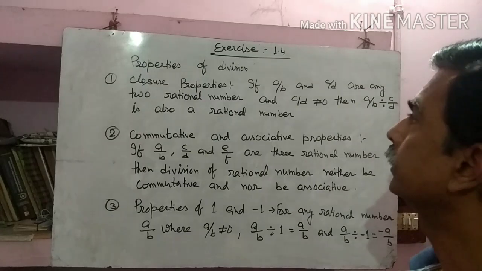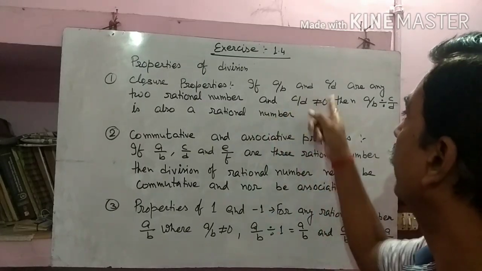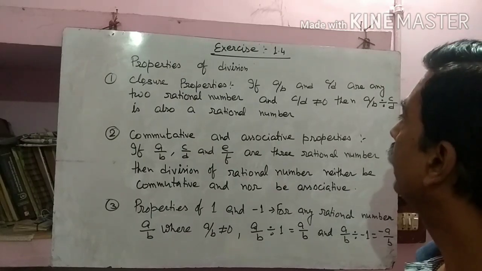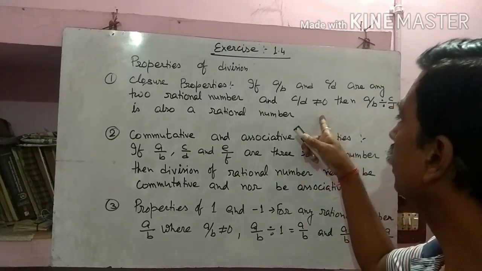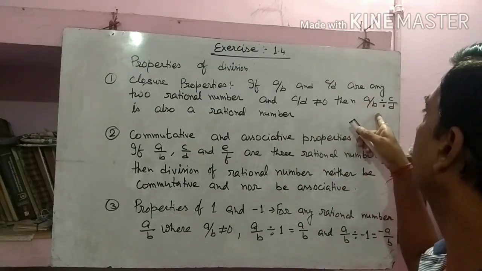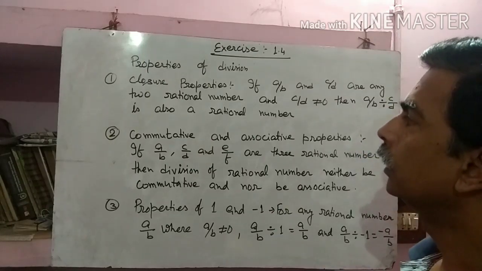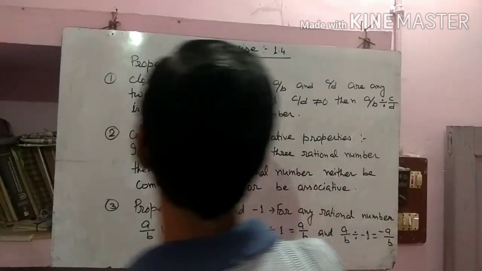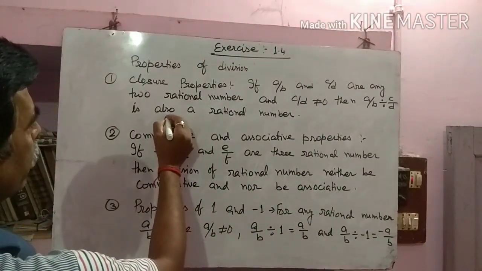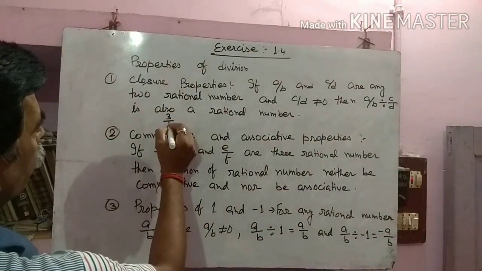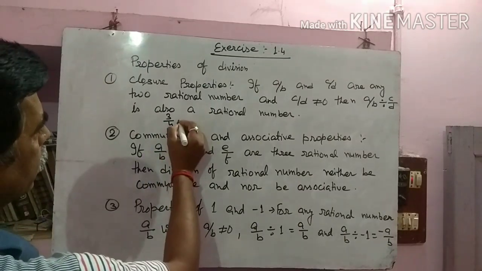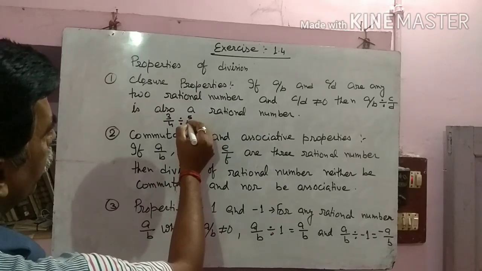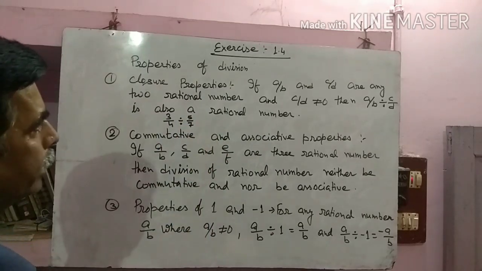The definition says that if a by b and c by d are any two rational numbers and c by d is not equal to 0, then a by b divided by c by d is also a rational number. It means, suppose a rational number is 3 by 4, and another rational number is 5 by 7.